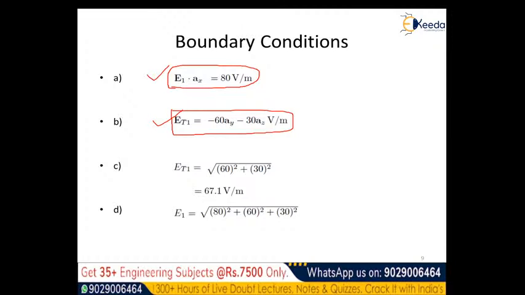So in the square root we take the addition of 80 squared plus 60 squared plus 30 squared. The coefficients are to be squared and summed up, and for this summation the square root is to be determined. That will provide you the value of the magnitude. This value comes out to be 104.4. So this is the magnitude of electric field intensity, and it has to be represented in the SI unit, volts per meter.